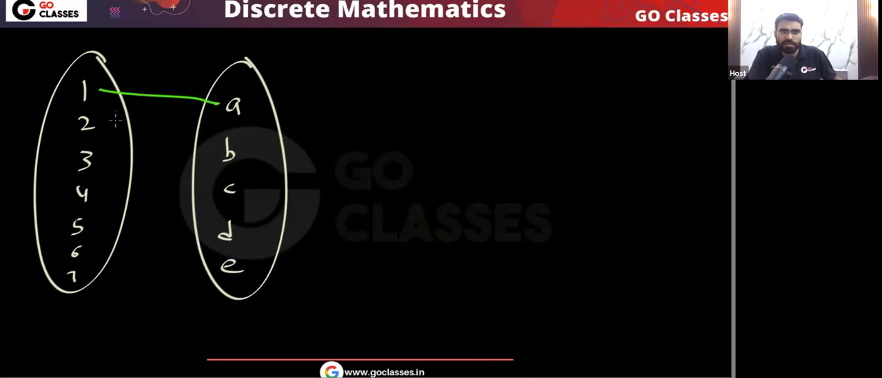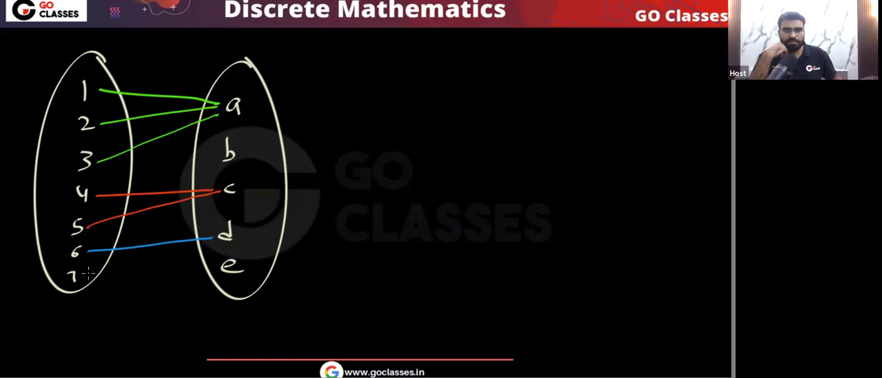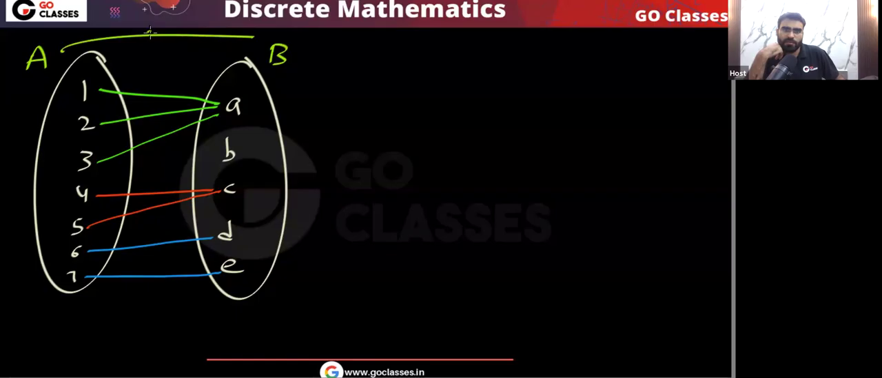Now let's assume that these elements are mapping to A, and let's assume these elements are mapping to C, and these elements are mapping to D. Or maybe this is happening. Okay, so you tell me what are the equivalence classes? This is your set A, this is your set B. From here to here, a function we have defined.